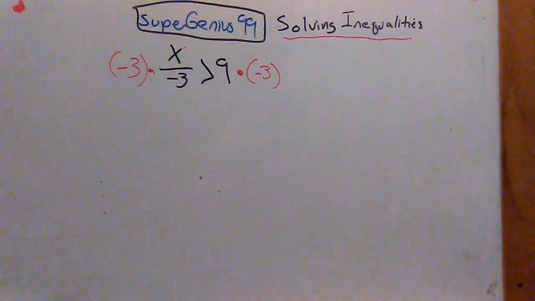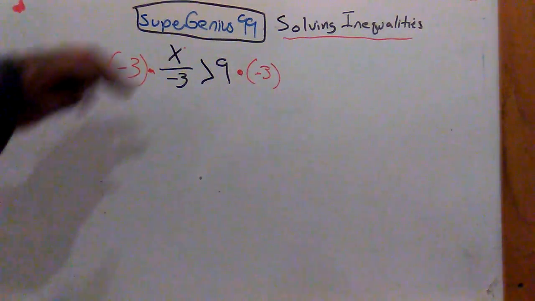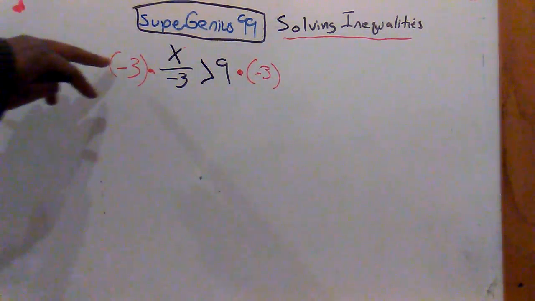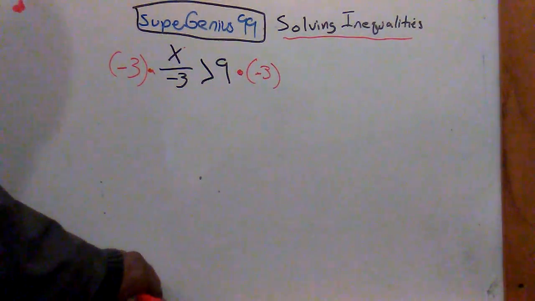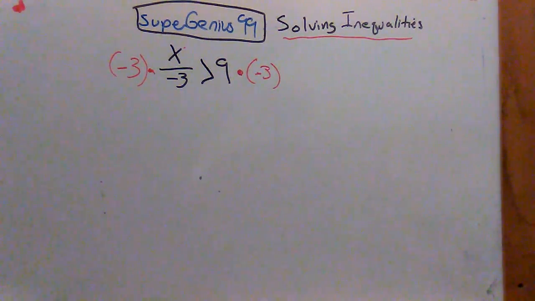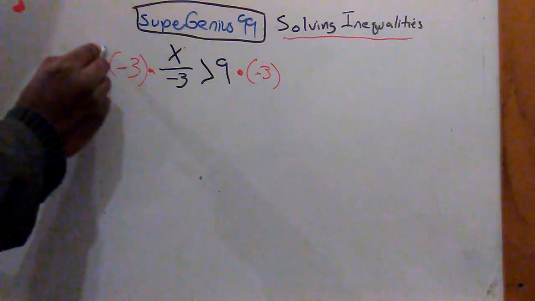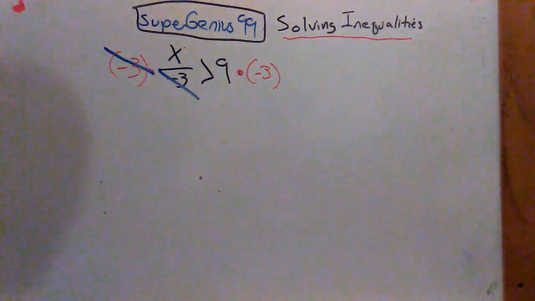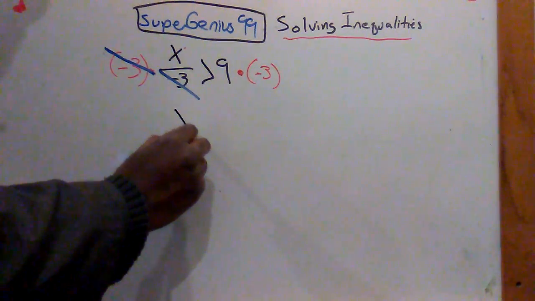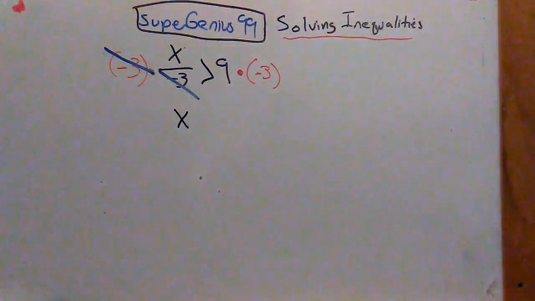So we're multiplying both sides of this inequality by -3. So x divided by -3 multiplied by -3, what happens there? Those two cancel each other out. So you're left with an x. And then what's 9 times -3? Yes, you can use your fingers. -27, okay.